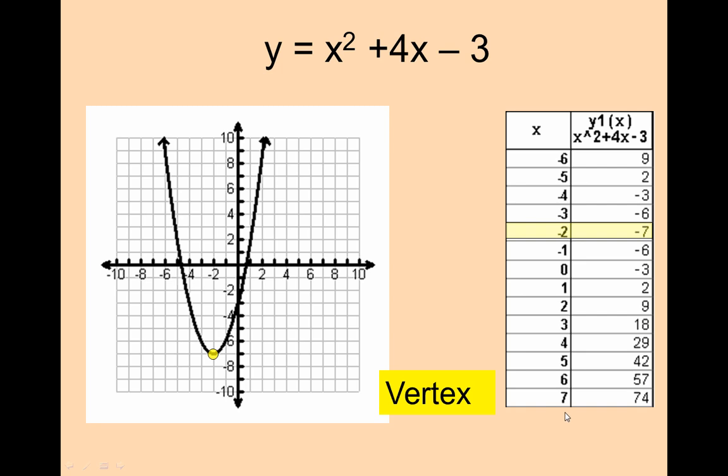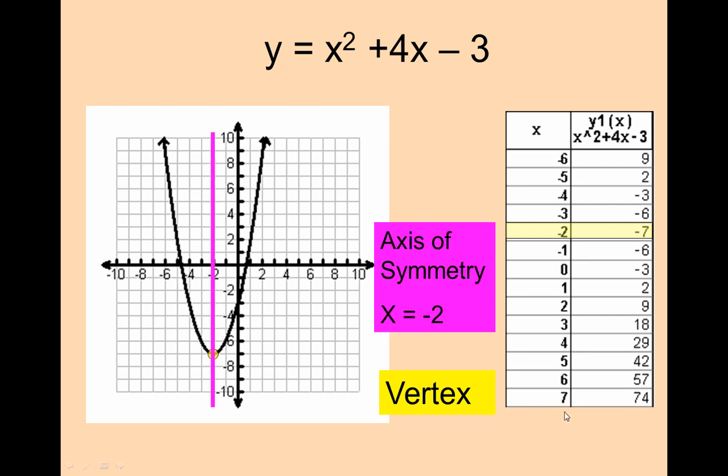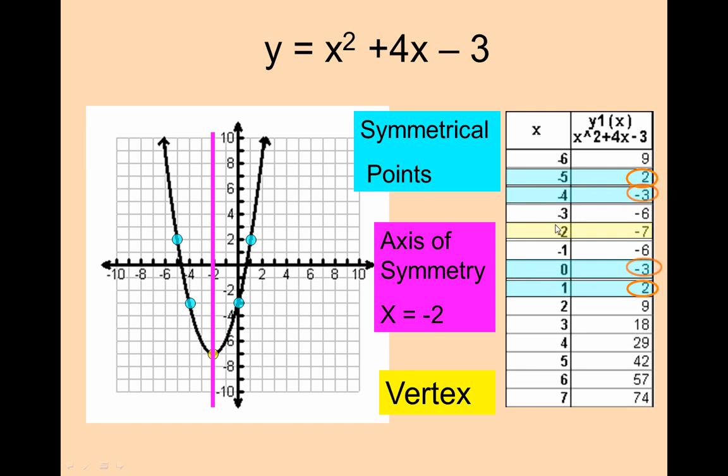You should be able to find the vertex on a table and on a graph. This one is a great example, again, that the axis of symmetry is x equals whatever the x number is of the vertex. So it's x equals negative 2. Then you have symmetrical points.